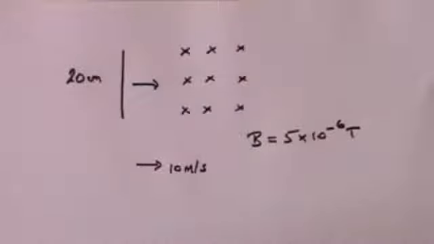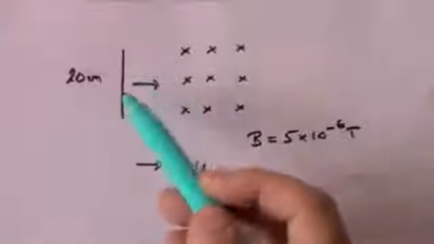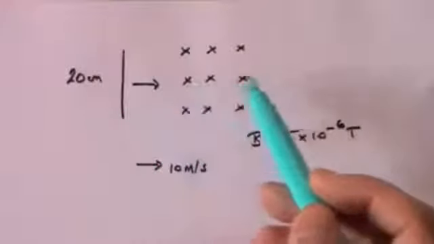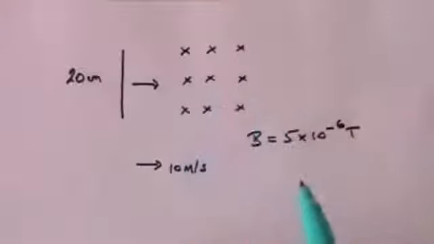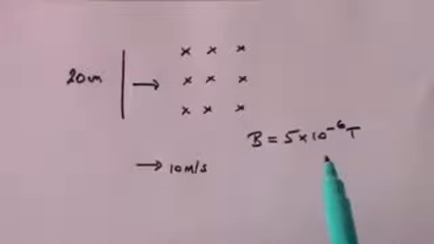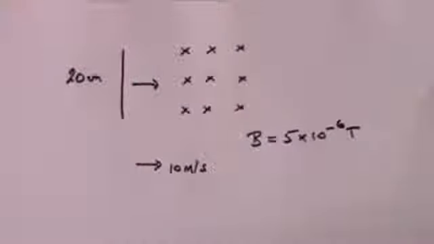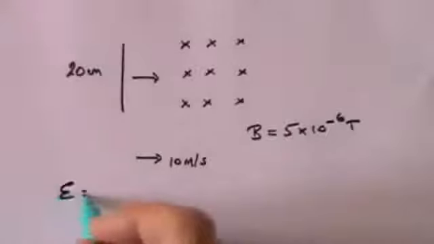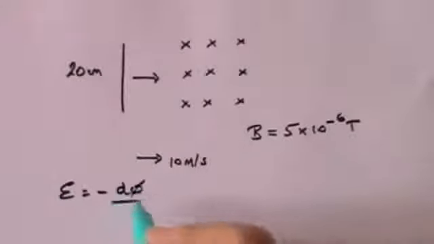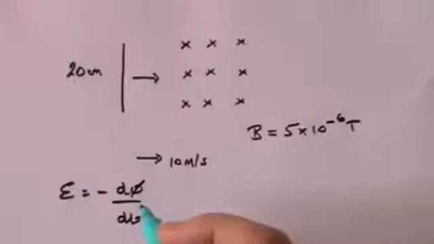Question 6. A rod of 20 centimeters in length is moved at a velocity of 10 meters per second through a magnetic field of 5 times 10 to the minus 6 Tesla, and you'll notice that the magnetic field is going into the paper. And the question is, what is the EMF that is generated? Well, in order to get the EMF, we say that EMF is going to be minus dΦ/dt.